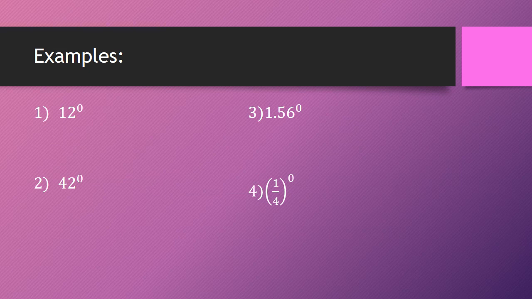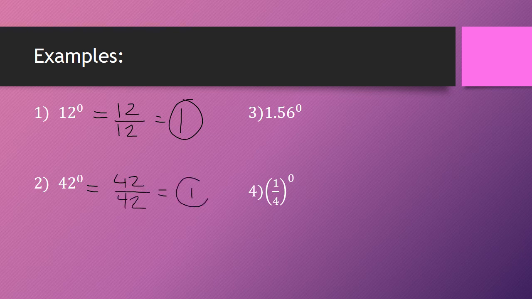So let's look at some examples of this. 12 to the power of 0. Well, power of 0 means take the base and divide it away. 12 divided by 12 is 1. That's my final answer. We can do that with really large numbers as well, like 42. 42 to the power of 0, we take 42 and we divide it away. When we're dividing, we'll get an answer of 1.